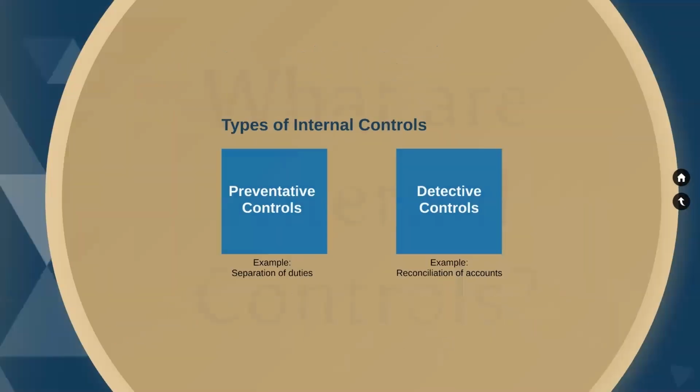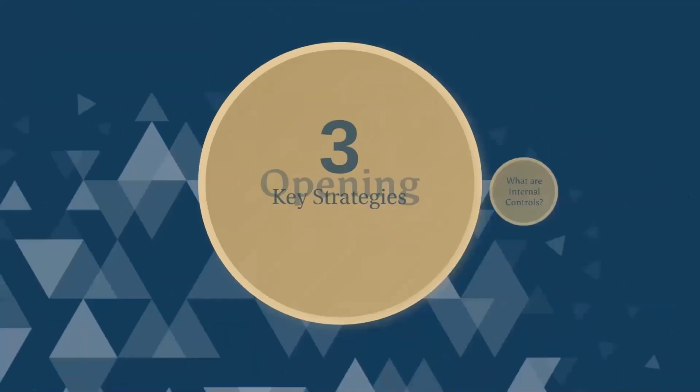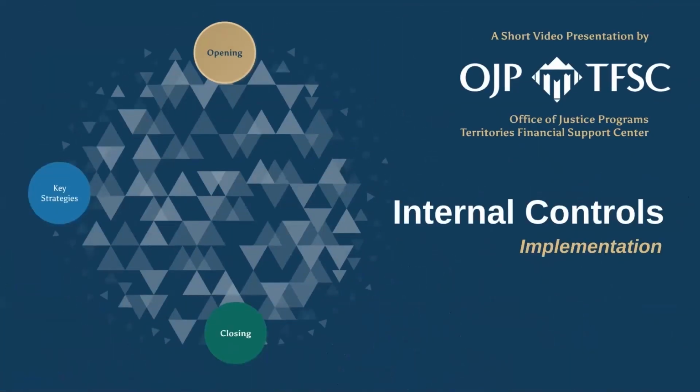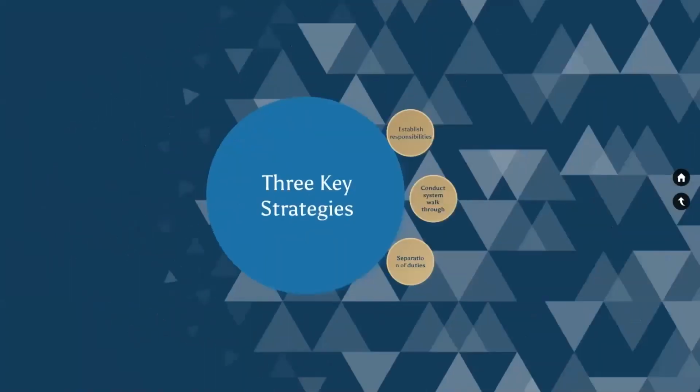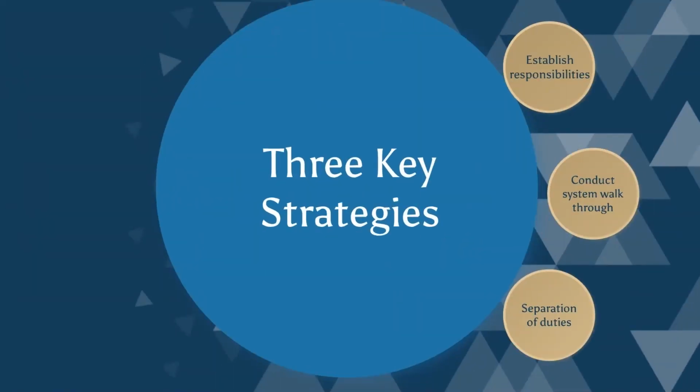So, how can you establish effective internal controls? Setting up internal controls is an involved process. We know that day-to-day operations can take priority, while the internal control aspect can often take a back seat. But there are some key strategies you can implement to build effective internal controls in your office. These include establishing responsibilities, conducting a system walkthrough, and separating duties.